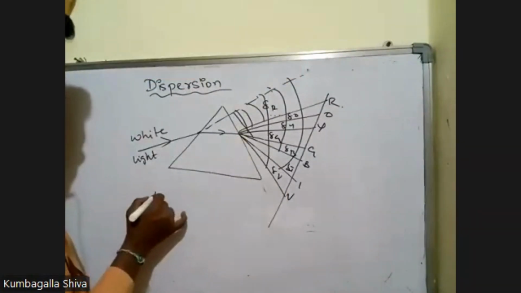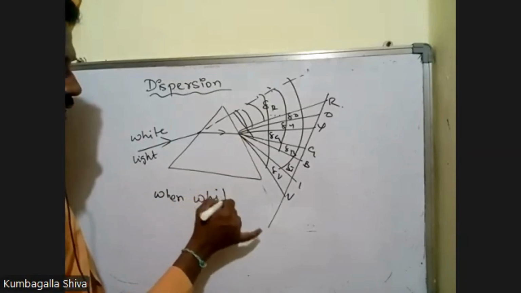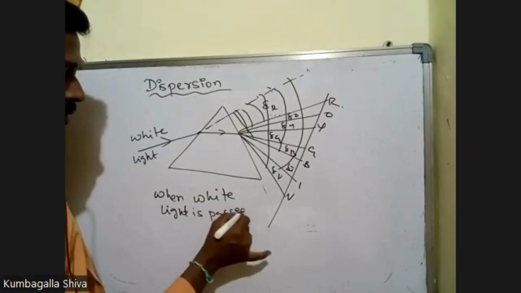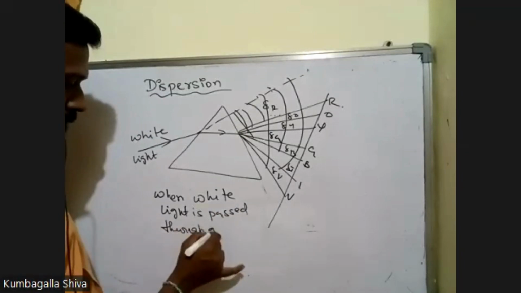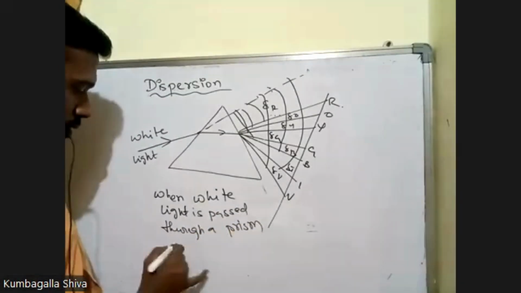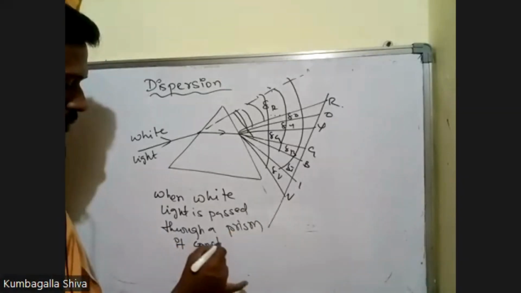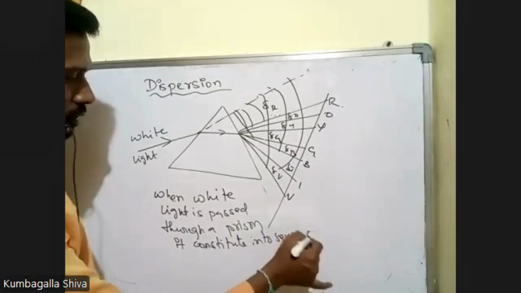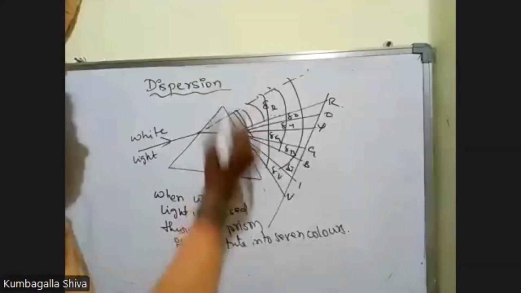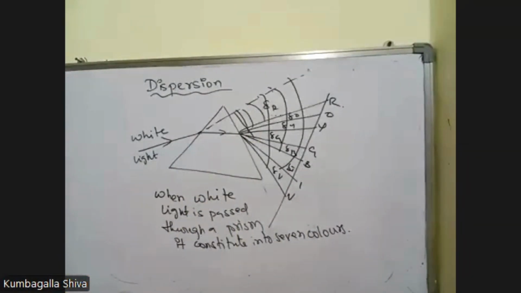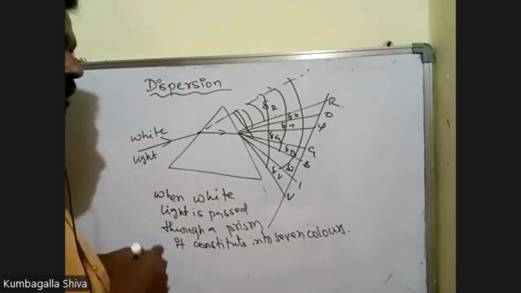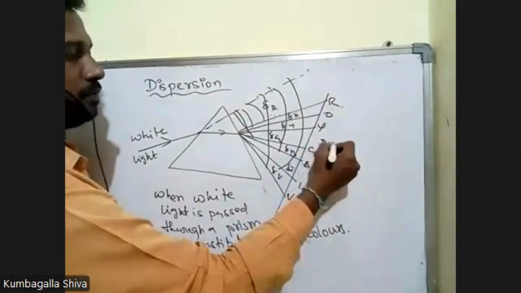So whenever white light is passed through a prism, it constitutes into 7 colors. This is called dispersion. Okay, clear? Right? Now we have the other one, that is the angular dispersion.